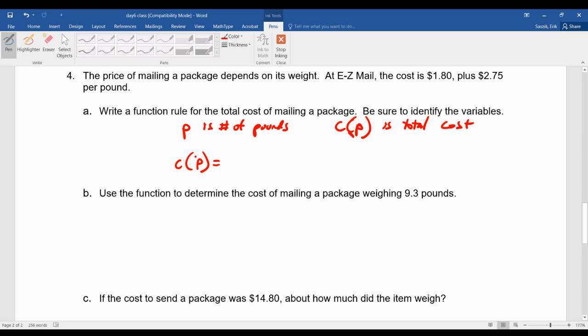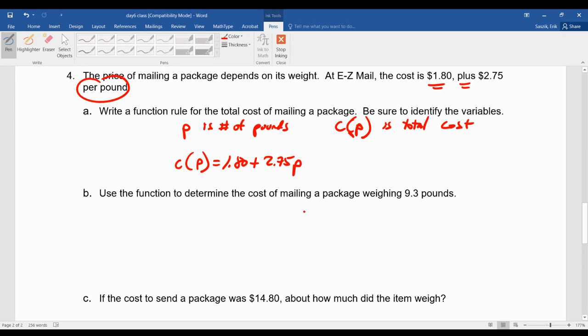The cost of mailing a package, C of P, is going to be what? $1.80. They're going to charge you $1.80 no matter what, plus $2.75 per pound, and that means P. Remember, per pound or each, that's code for sticking the variable with it. Now we're going to use this function to answer the next two questions.